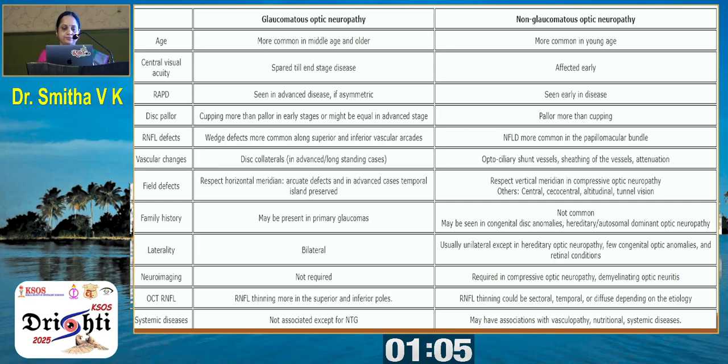Wedge defects, more commonly in the superior and inferior vascular arcades, are seen in glaucomatous optic neuropathy, while NFL defects are more common in the papillomacular bundle in non-glaucomatous optic atrophy. Field defects respecting the horizontal meridian are seen in glaucomatous optic neuropathy, while field defects respecting the vertical meridian are seen in compressive optic neuropathy. Glaucomatous optic neuropathy is usually bilateral, while non-glaucomatous optic atrophy is usually unilateral.